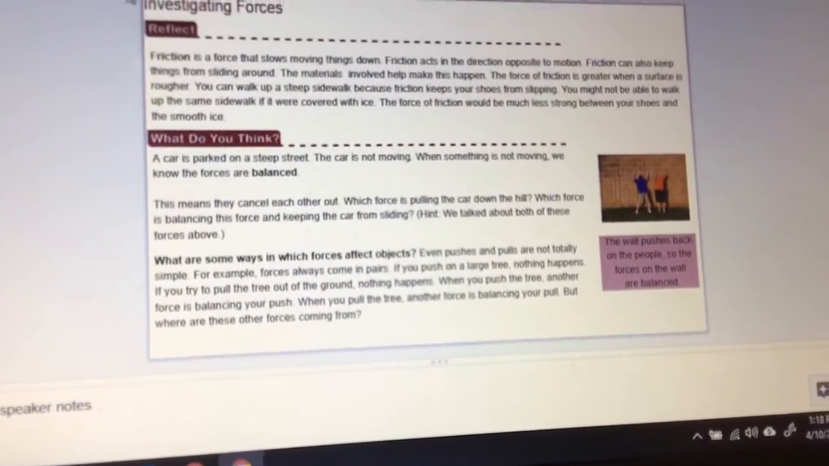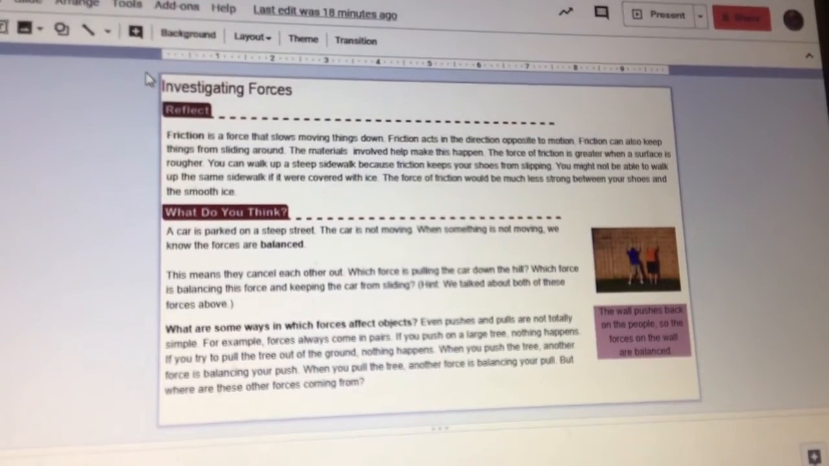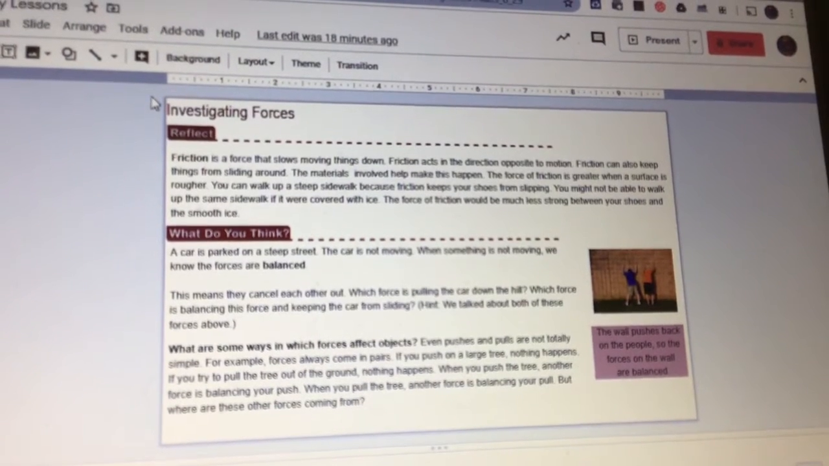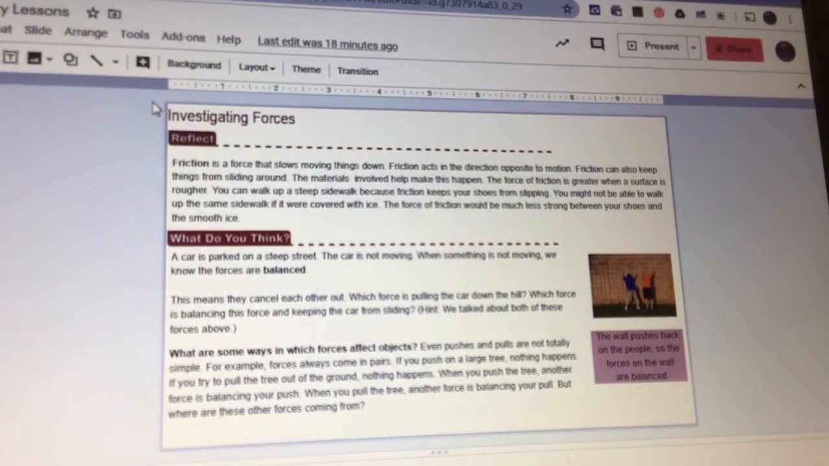This means they cancel each other out. Which force is pulling the car down the hill? Which force is balancing and keeping it from sliding? What are some ways in which forces affect objects?